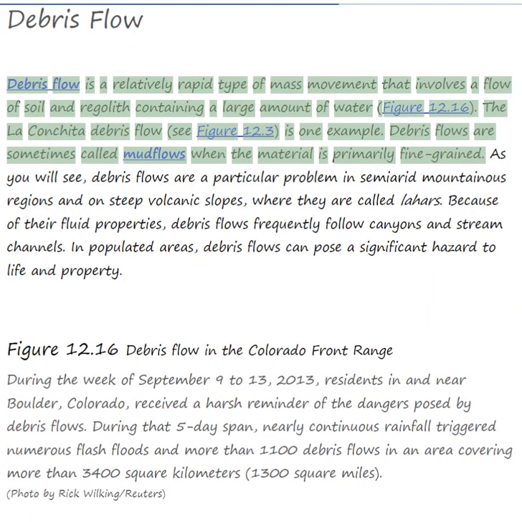Debris flow is a relatively rapid type of mass movement that involves a flow of soil and regolith containing a large amount of water. The La Conchita debris flow is one example. Debris flows are sometimes called mud flows when the material is primarily fine-grained.